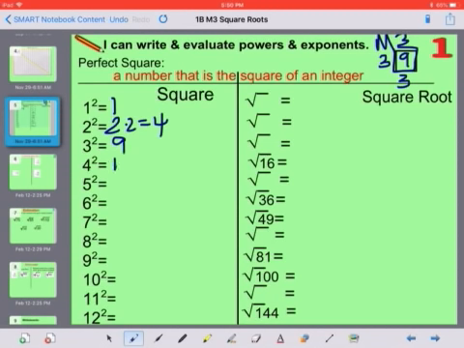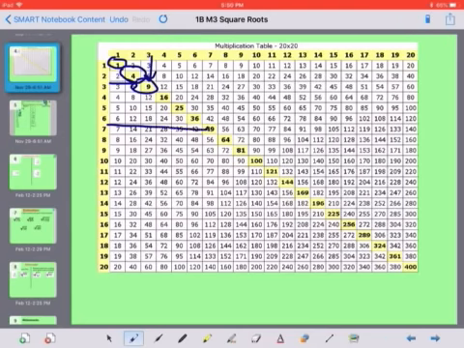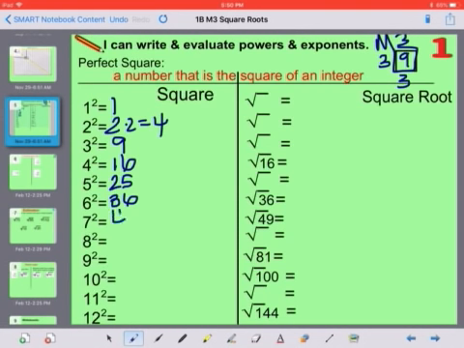4 times 4 is 16. Maybe you know these first ones. 5 times 5 is 25. 6 times 6 is 36. 7 times 7 is 49. 8 times 8 is 64. 9 times 9 is 81. 10 times 10, hopefully you know that one, that's 100.